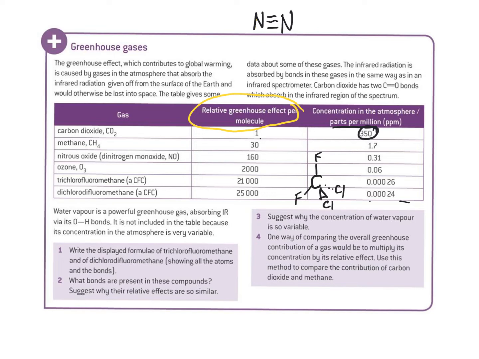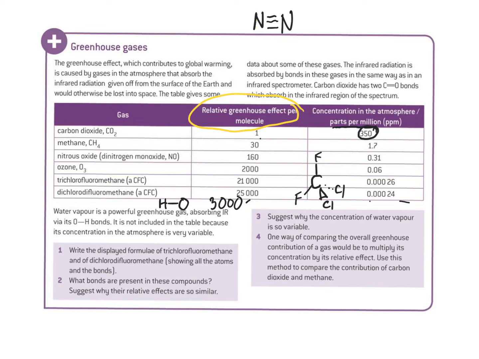Another anomaly is water vapour. Water, the OH group, definitely absorbs in the infrared spectrum. If we go back and have a look at the absorption of the OH group, we remember it absorbs around 3,000 centimetres to the minus 1, depending on the molecule. And we don't include it in the table because depending on where you are in the world, the concentration is very variable. But the higher the concentration of water vapour, the more infrared radiation is being absorbed.